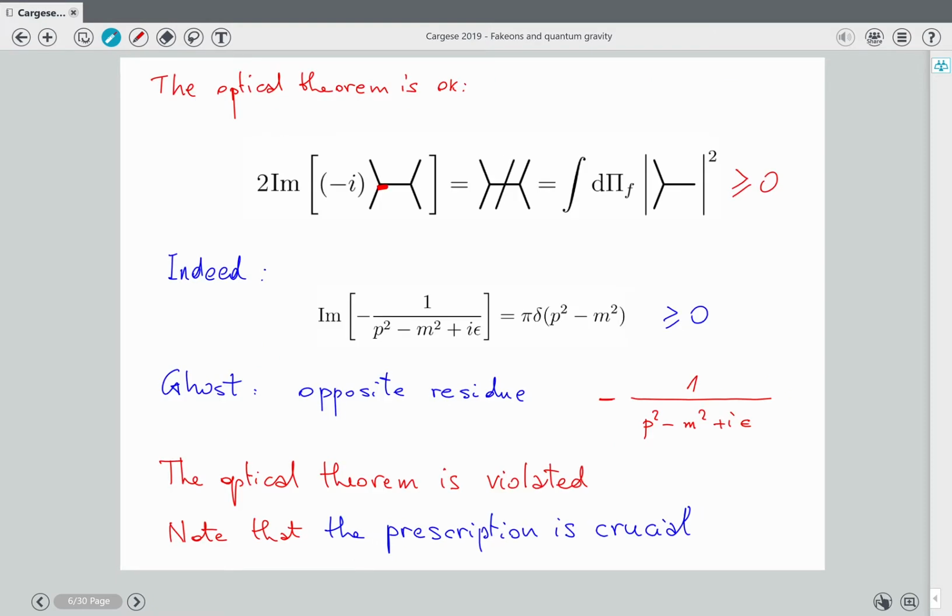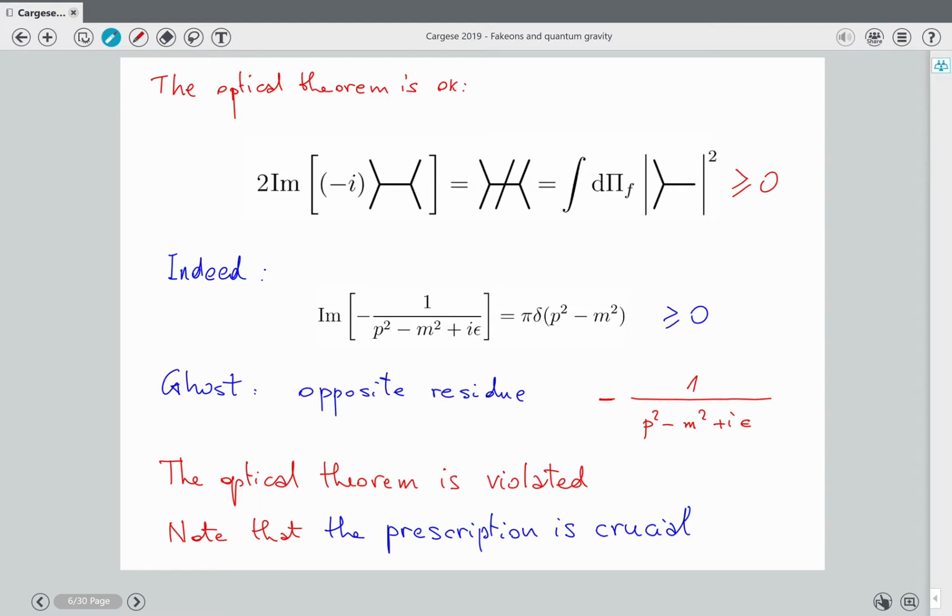Indeed, if you take that formula for the propagator here, and you take I as a vertex, then you can check this identity, which is the imaginary part of what you get, is non-negative. It's plus pi delta of p squared minus m squared, and it is on shell, as you expect.